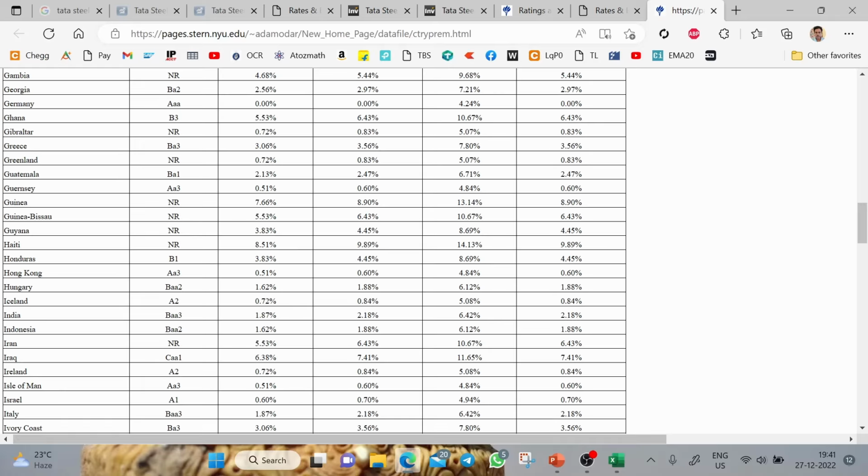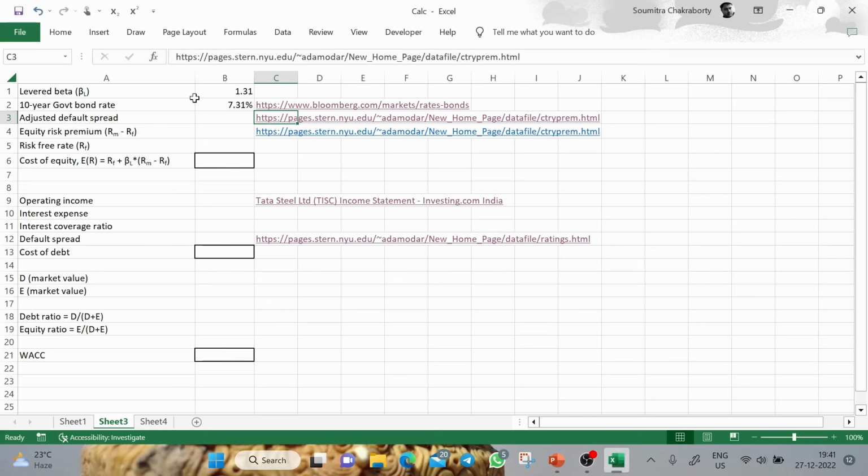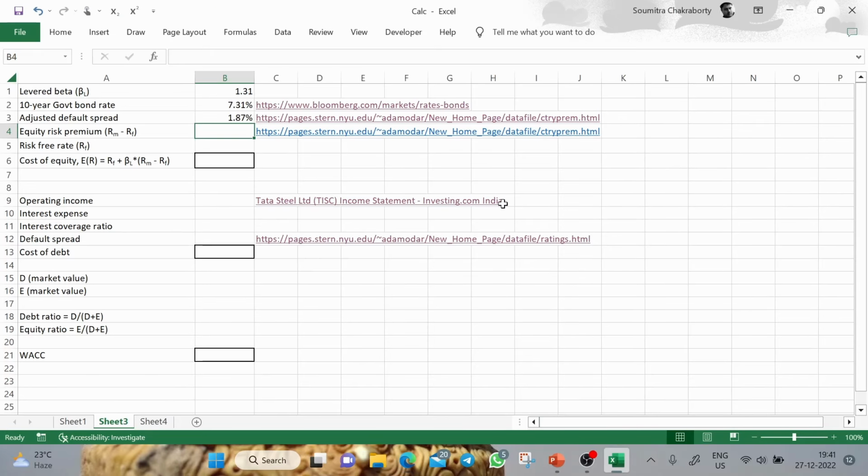So this is India, second column and fourth column, 1.87%. 1.87% is the default spread, and equity risk premium is the fourth column, which is 6.42%. 6.42%. And what is the risk-free rate? We have given you the formula.